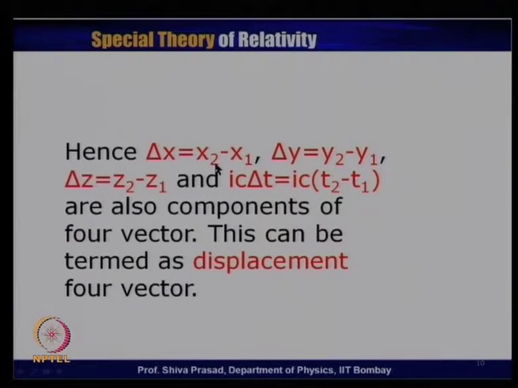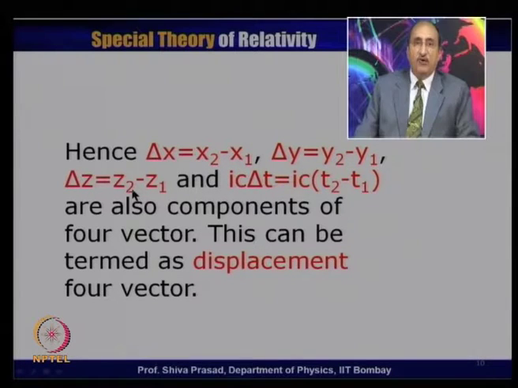So, therefore, I expect that delta x, which is equal to x2 minus x1, delta y, which is equal to y2 minus y1, and delta z, which is equal to z2 minus z1, and i c delta t, which means i c multiplied by t2 minus t1, of course c is the same in all the frames, are also the components of the 4-vector. So, this is what I will call the displacement 4-vector.